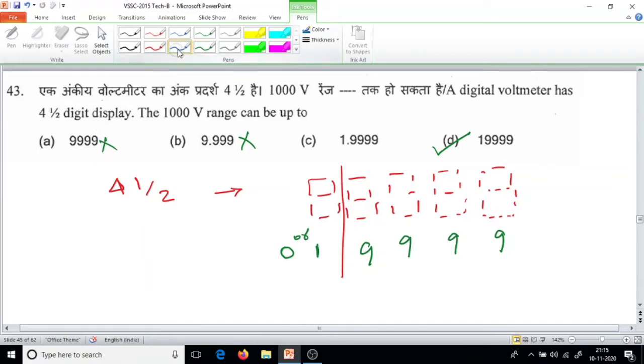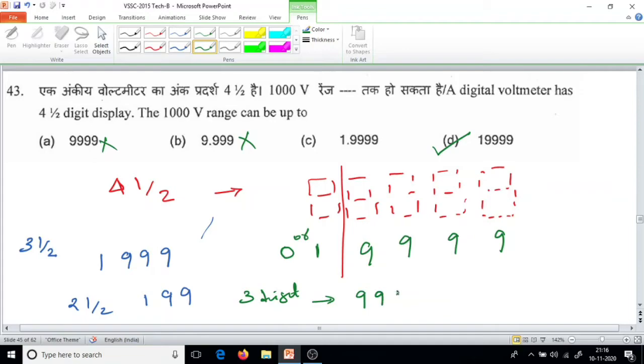What happens if it is a 3.5 digit display? We'll have 4 displays, but the MSB can toggle from 0 to 1, and the other 3 digits can go up to 999. If it is a 2.5 digit display, we will have 3 displays, where 2 digits can go up to 9 and the 1 digit only half. If it is a plain 3 digit display, then all 3 digits can go up to 999. So the answer is option D.